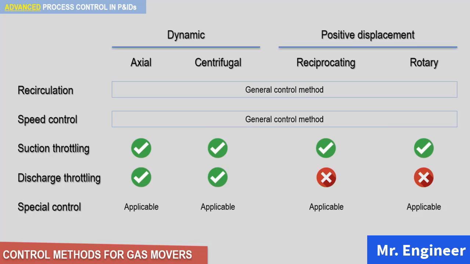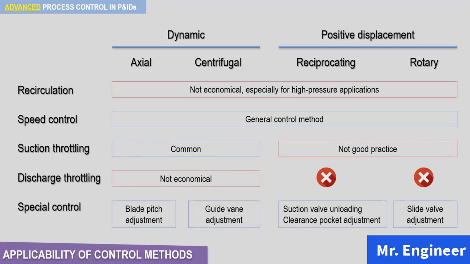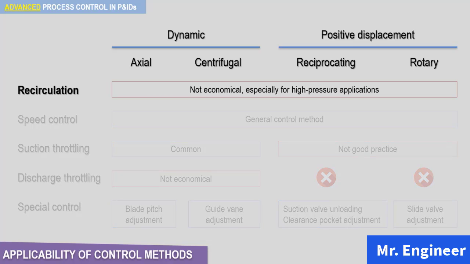Now, we explained the different types of control that are technically possible. However, not all of them are economically acceptable in each application. Take a look at the second table. It gives you the applicability of each control method. Let's start with recirculation. This method is not very economical because when you recirculate back to the suction side, you are expanding the gas and therefore wasting energy.